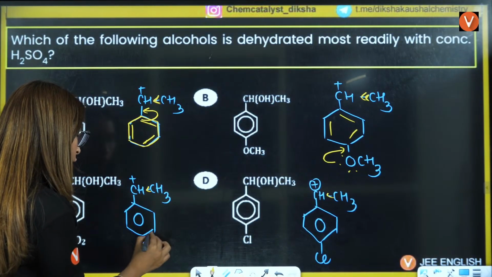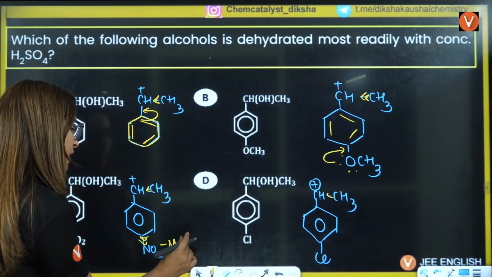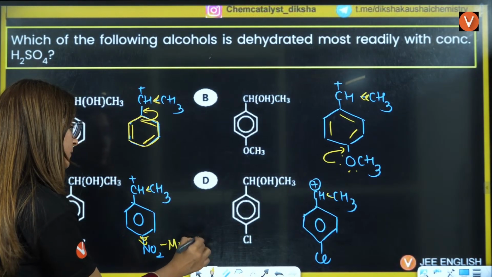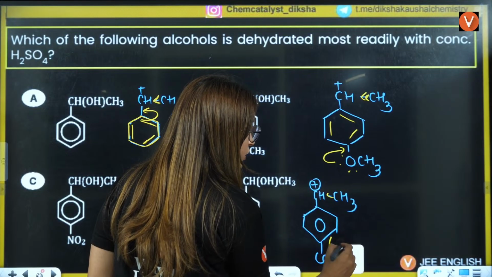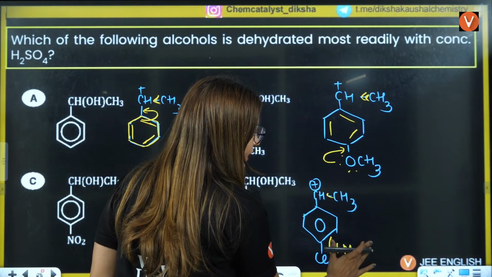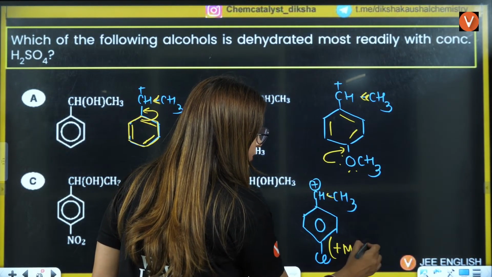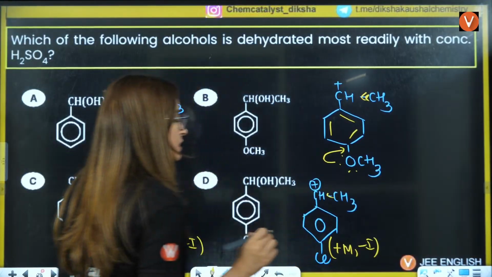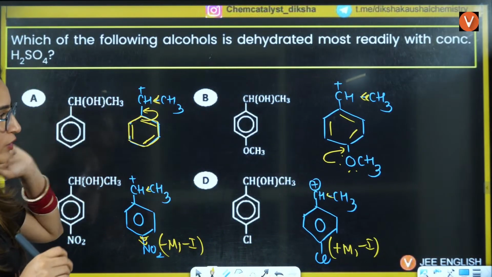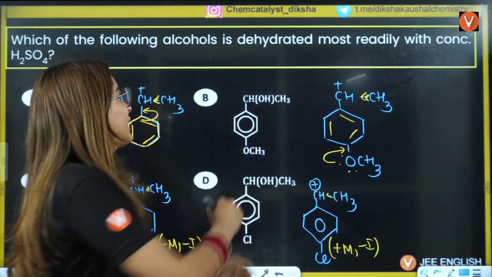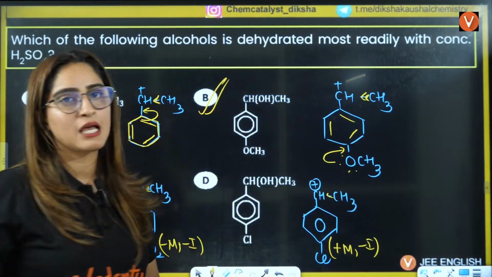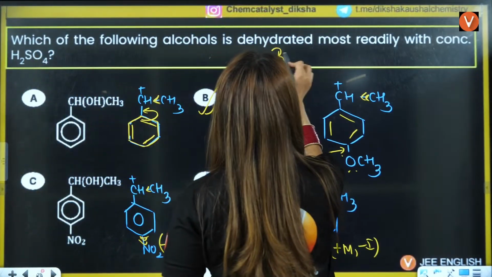It is withdrawing the electron, showing minus M and minus I effect, right? This one is showing plus M and minus I effect, right? If you see here, you have no effect. Here you are donating the electron, so maximum stability will be for B, right? Maximum stability will be for B.